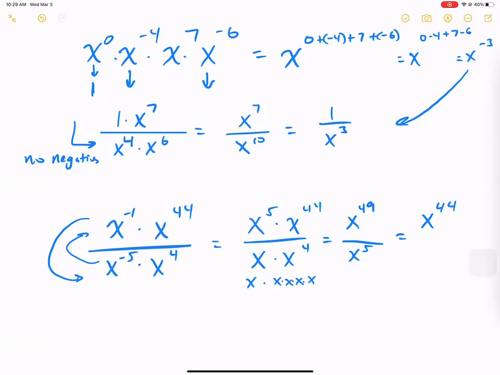You might have also noticed the 5 and 5, and you could save your time and just divide those out, and you would still have been left with 44, saving a little bit of time.